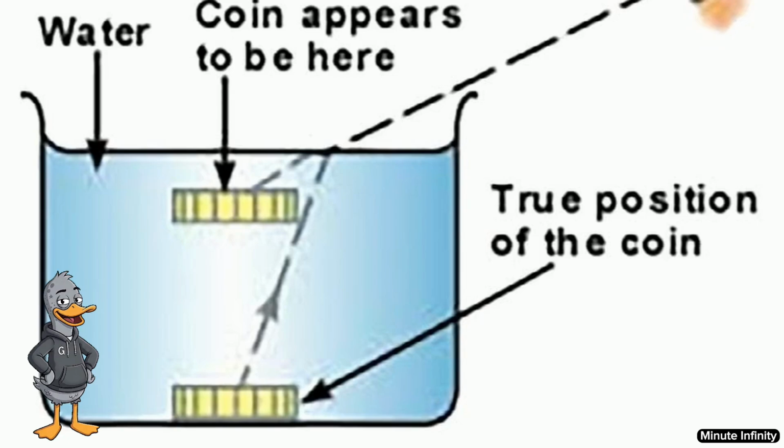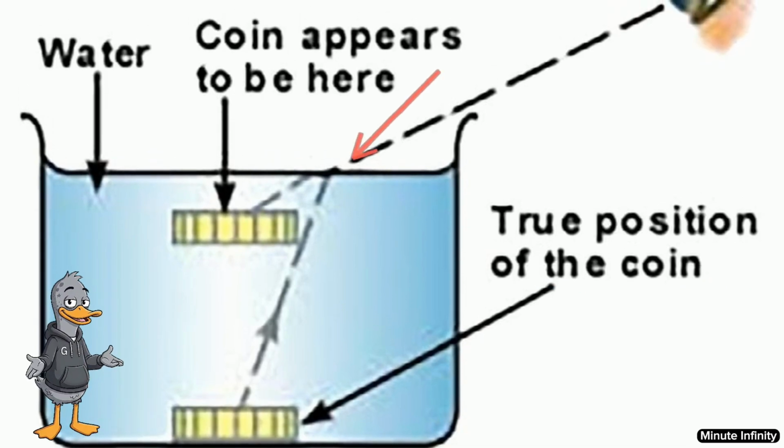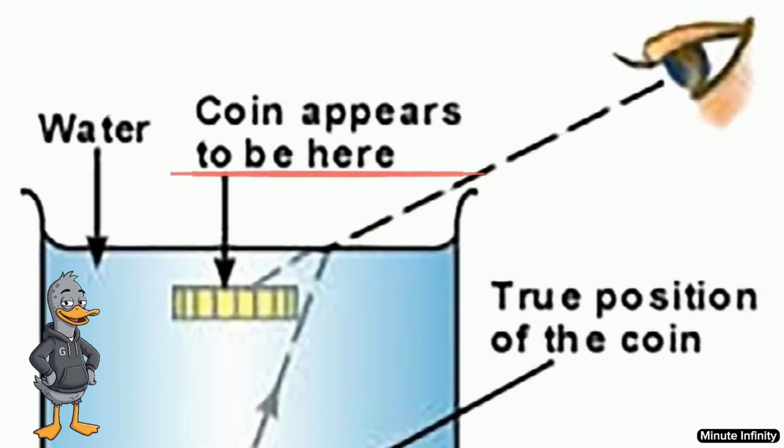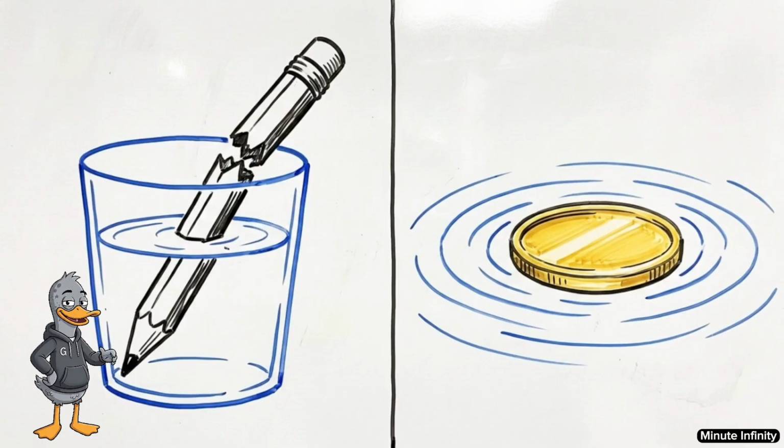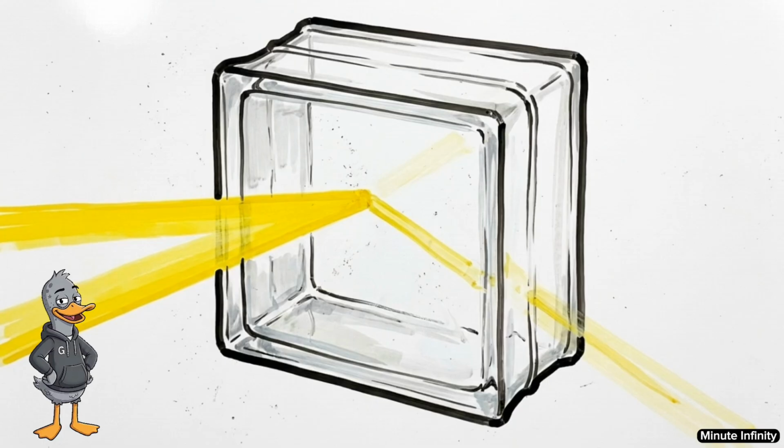We can see this in action with a coin at the bottom of a container of water. Because the light bouncing off the coin bends as it exits the water, the coin appears to be sitting much closer to the surface than it actually is. Those bent pencils and shallow coins are the visible results of light interacting with the physical world, showing us exactly what happens when a universal constant meets the friction of reality.